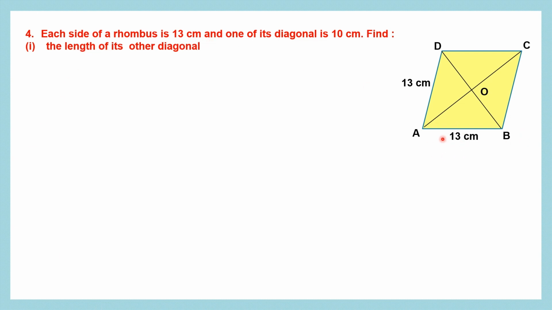Question 4. Each side of a rhombus is 13 centimeters. So we have a rhombus here. Each side is 13 centimeters and one of its diagonals is 10 centimeters. So we can take one of the diagonals to be 10 centimeters. We have to find, first question, the length of its other diagonal.